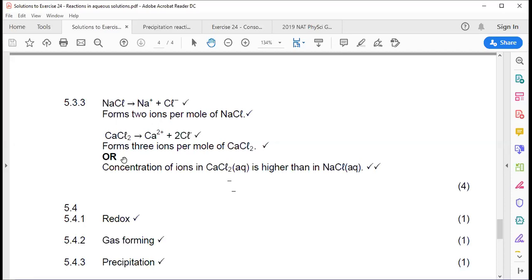Obviously, if you remove the water, then you're going to move from the right to the left. So it means all the water is gone. Then it means the two are going to attract one another, so they form one solid.